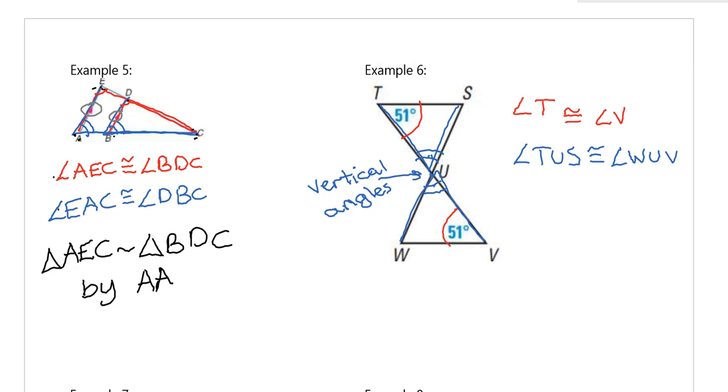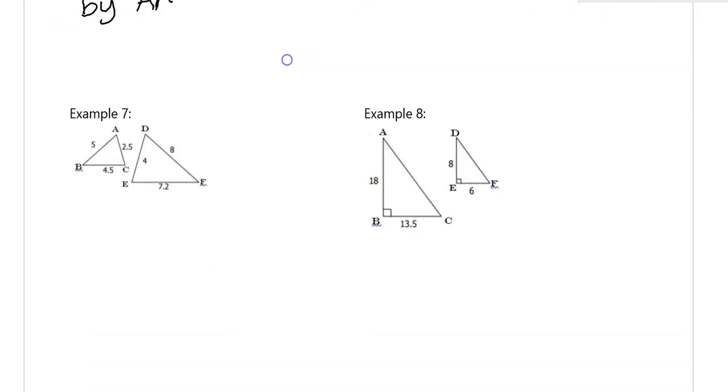All right. Looking at our similarity statement, I'll just say that triangle TUS is similar to triangle... well, T was my angle, so V. Then U was my vertical angle, and then W was the angle I didn't use. By angle, angle. All right, two more.